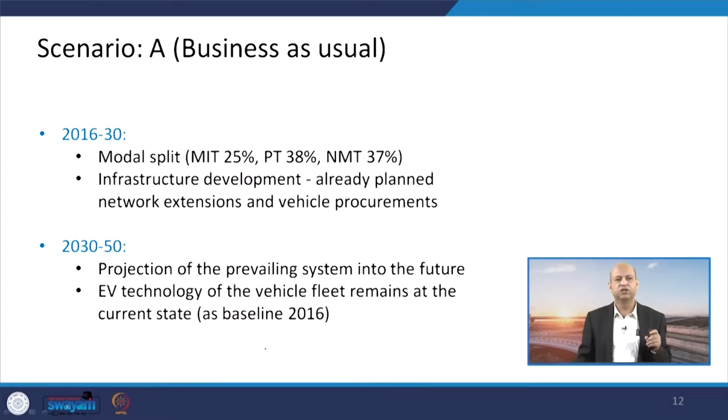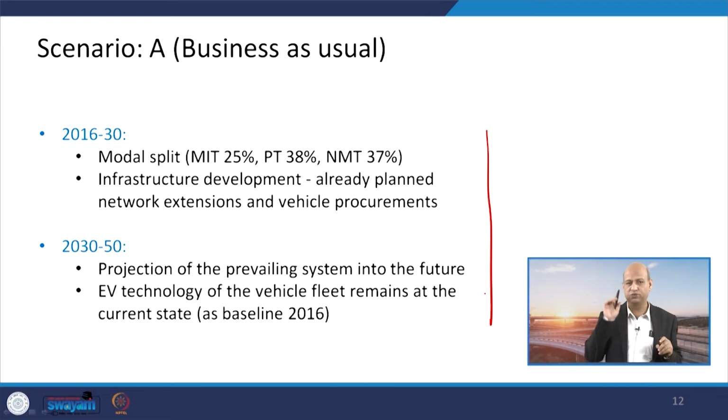So, if we talk about this scenario A, that is the business as usual or BAU scenario, these are the values which we need to keep in mind. For 2016 to 30, the modal split has been considered as MIT 25%, PT 38%, NMT 37%, total 100%. Okay. MIT means motorized individual transport, PT is public transport, and NMT is non-motorized transport.